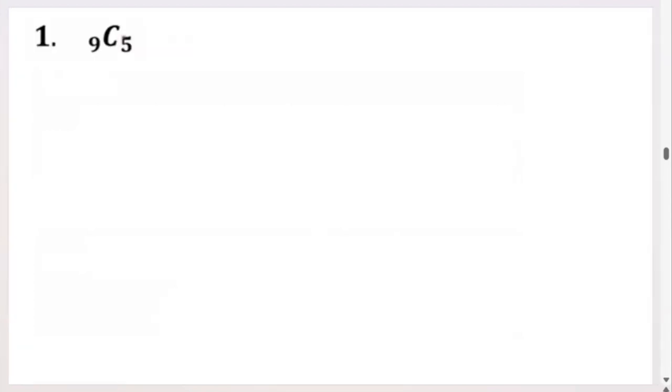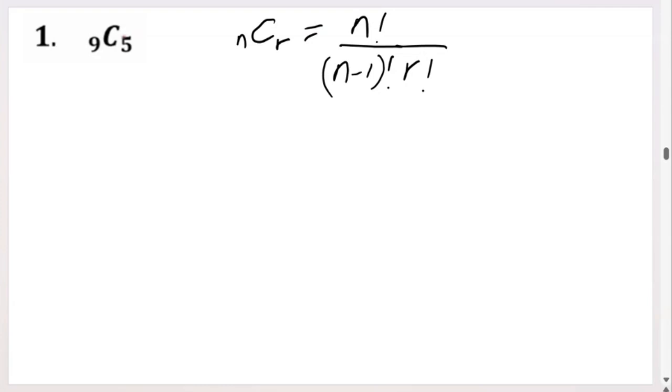Now let us do an example of a combination. What is the formula? The combination nCr is equal to n factorial divided by (n minus r) factorial times r factorial. Now, what is our n here? Our n is equal to 9 and our r is equal to 5. So what you do, you take this and substitute it.